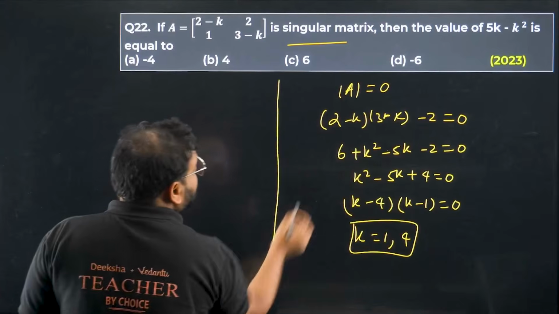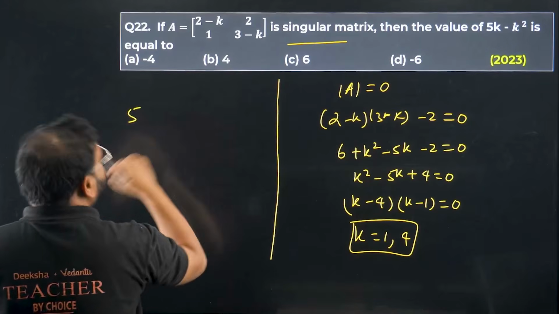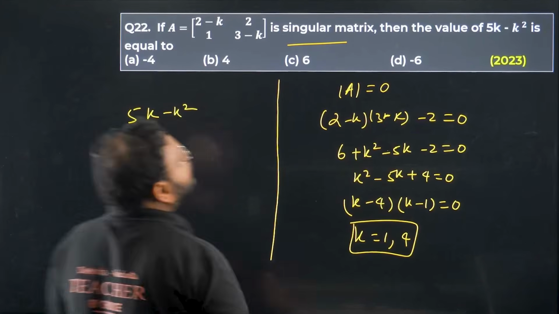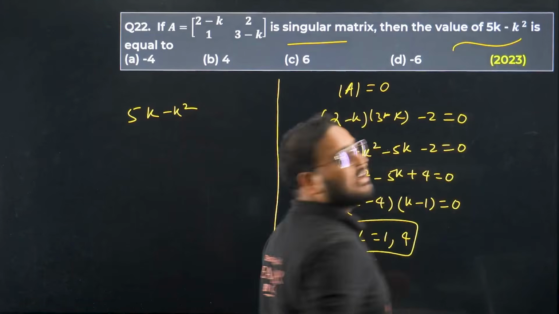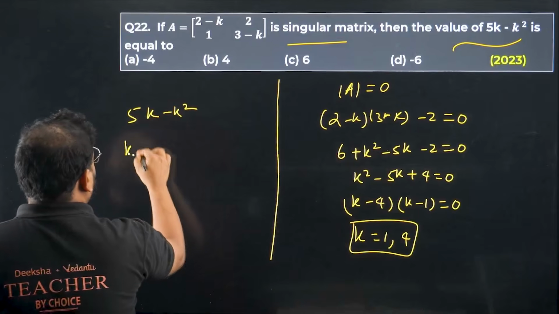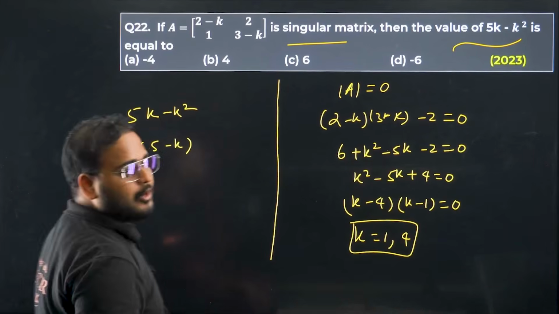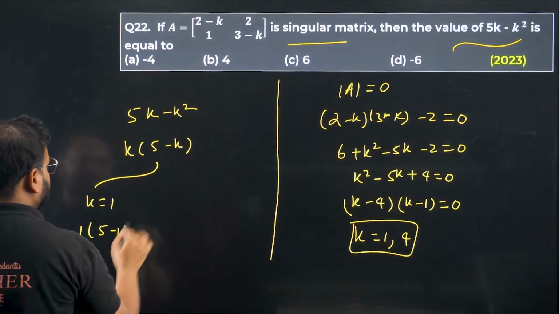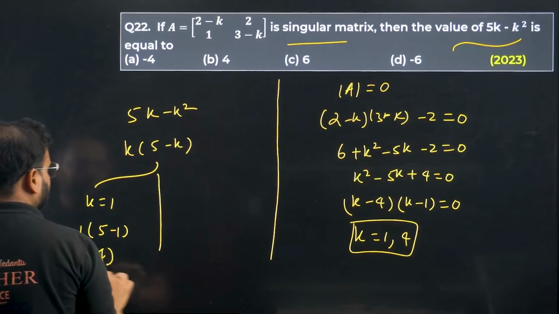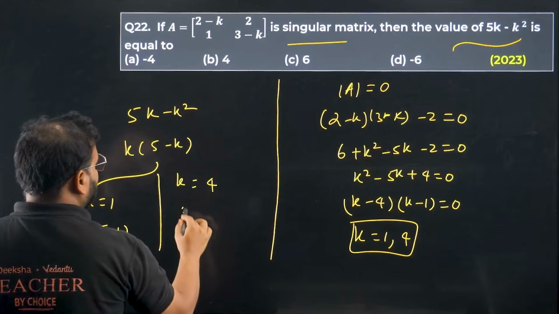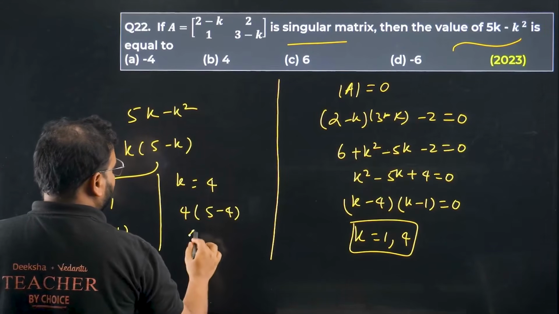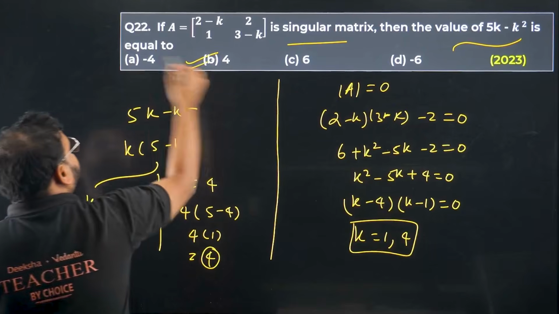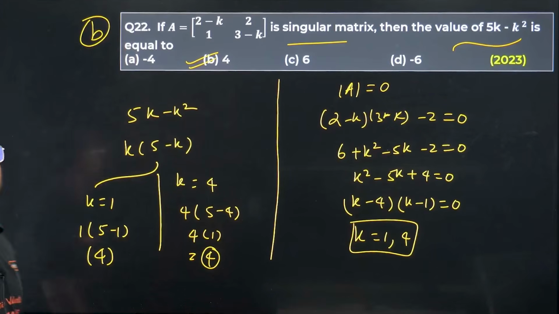Use it in both the cases; you're going to get the same value. Check this out: 5k minus k squared, right? We're looking for this value. Take k common: k times (5 minus k). Put the k value as 1. What do I get? 1 times (5 minus 1). How much is that? 4. Again put the k value as 4. What do I get? 4 times (5 minus 4), so 4 times 1. The answer is 4. In both the cases the answer is 4. Option B is correct.